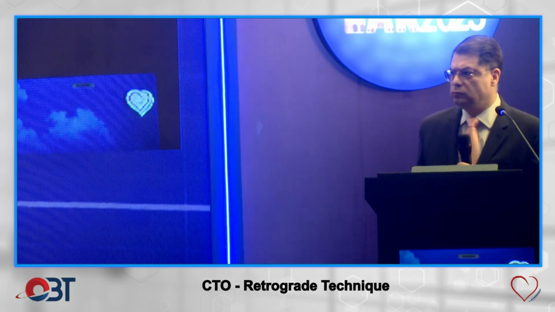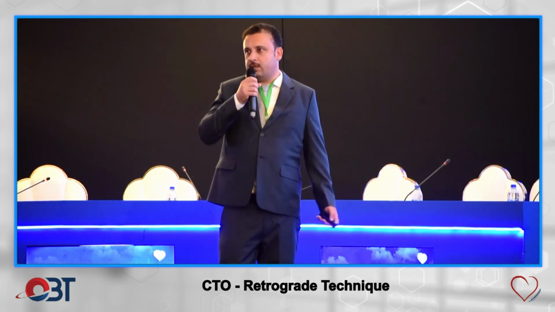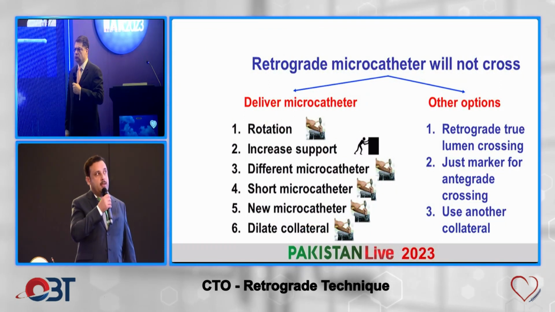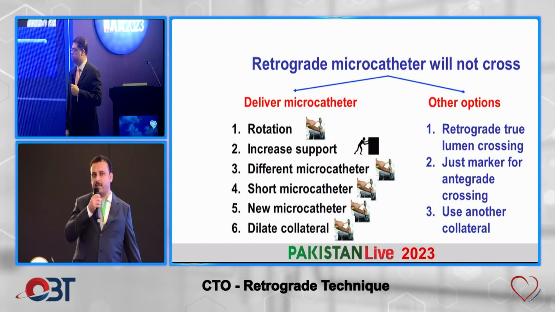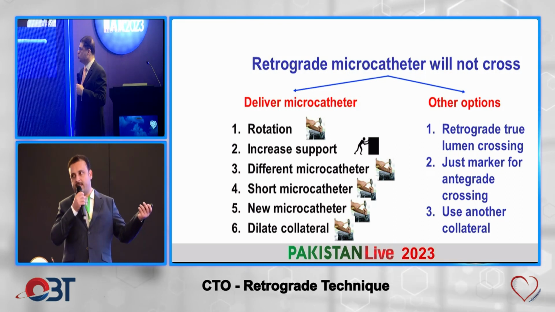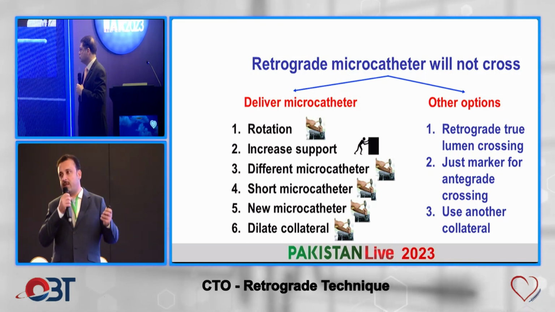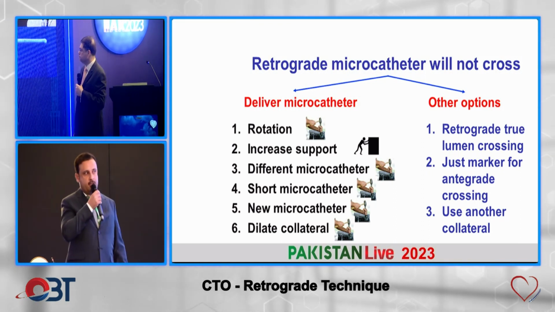Yes, absolutely. So another way to increase the support is balloon anchoring. As I initially said, we should take a 7-French guiding catheter because that's easy. And in our next case we will see the balloon anchoring technique of crossing the microcatheter across the septum.